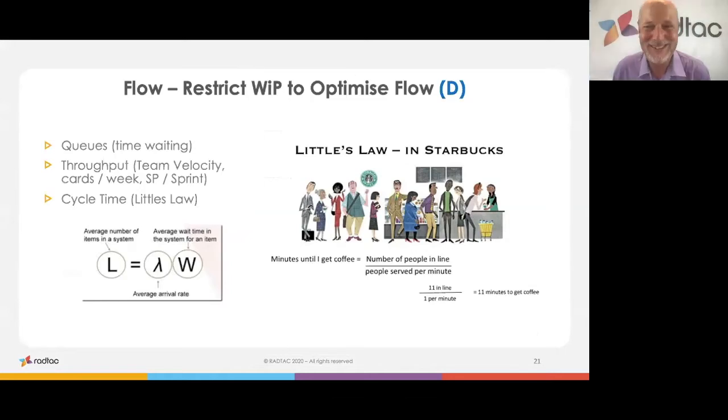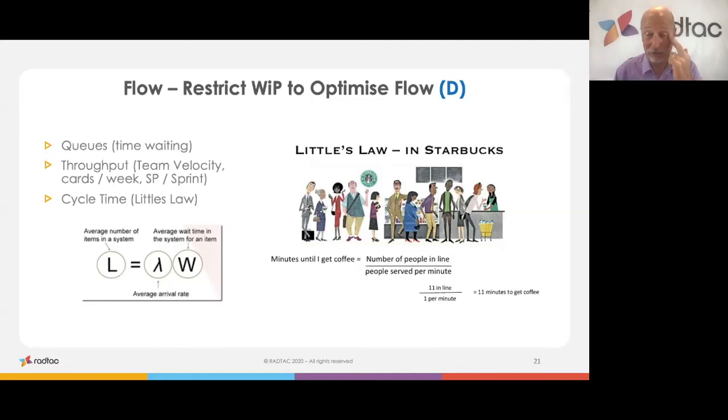Another good thing to have a look at is to have an understanding of what's called Little's law, which is thinking about queues, the flow, optimizing flow, throughput. So Little's law is basically average number of items in a system equals the average arrival rate times the average wait time in the system for an item.